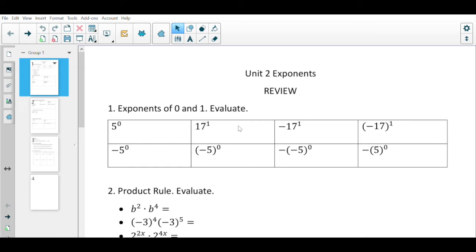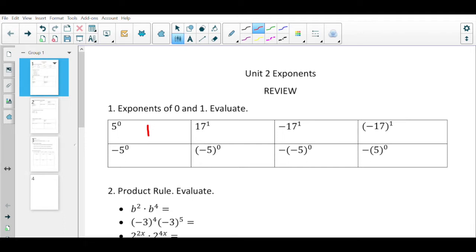Okay, folks, Unit 2 exponents review. Let's get to this. Number 1, exponents of 0 and 1. Evaluate. So let's get started here. 5 to the 0. 5 to the exponent 0. Remember, anything to the 0 exponent is just 1. So 5 to the 0 is 1.